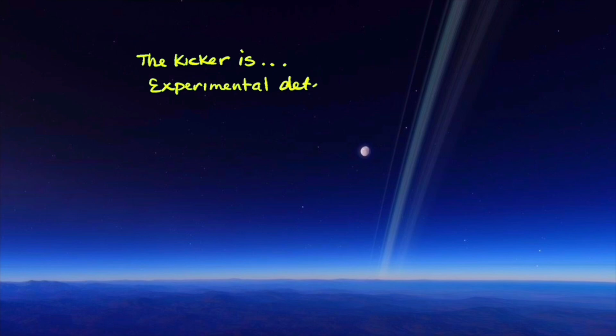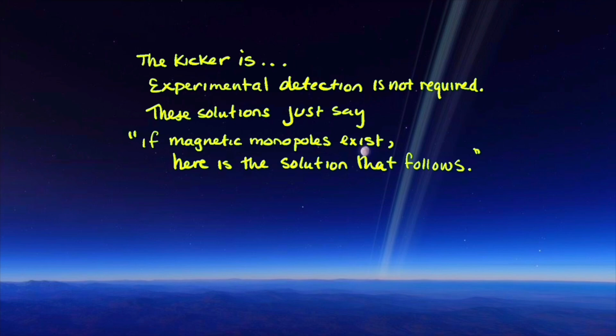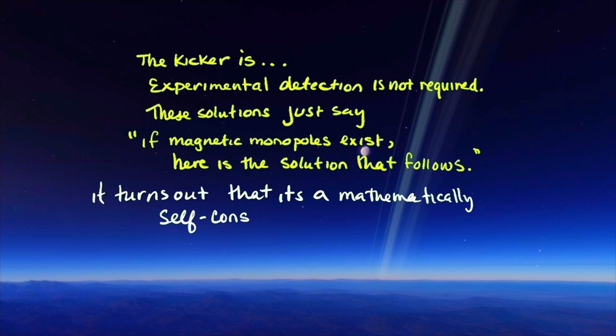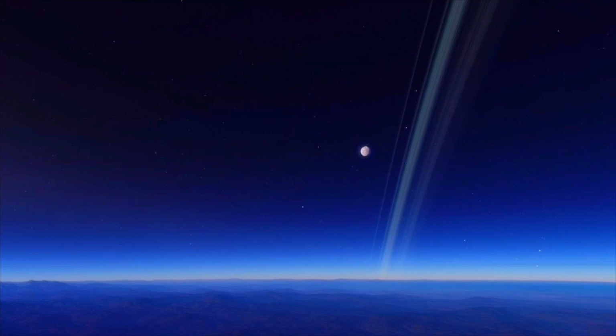Now, although we have not observed the monopoles, the kicker is that experimental detection is not required. These solutions just say, if magnetic monopoles exist, here is the solution that follows. And it turns out that this is a mathematically self-consistent extension. That is, it completes the symmetry, allowing for a more elegant solution to be found. And nothing says that it can't be there. So just because we haven't found it doesn't mean it doesn't exist.